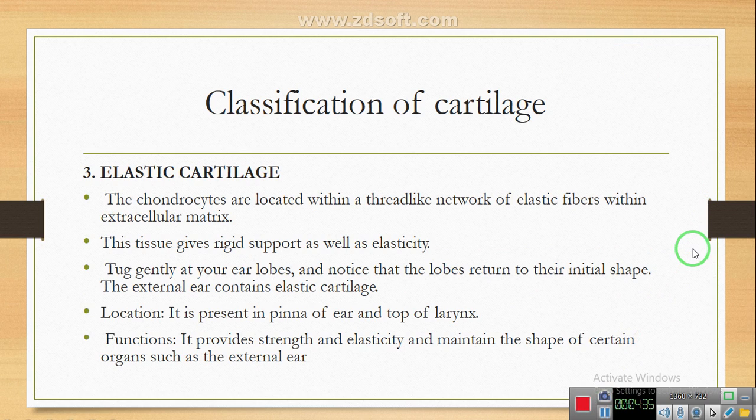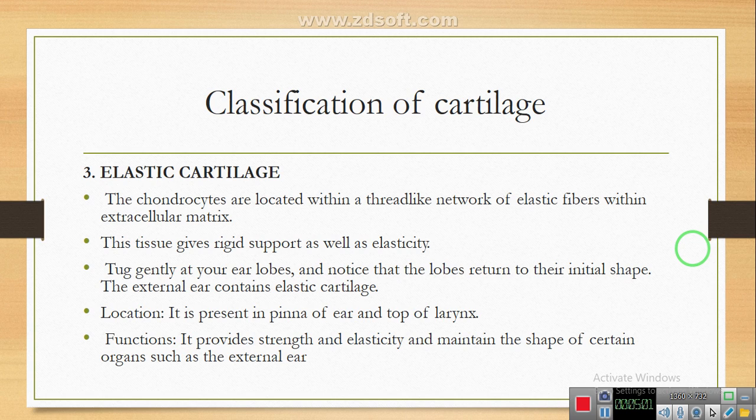The third type of cartilage is the elastic cartilage. In this type of cartilage, the chondrocytes or the cartilage cells are embedded in the thread-like network of elastic fibers within the extracellular matrix. And this tissue gives the rigid support as well as the elasticity due to the presence of the elastic fibers in it.